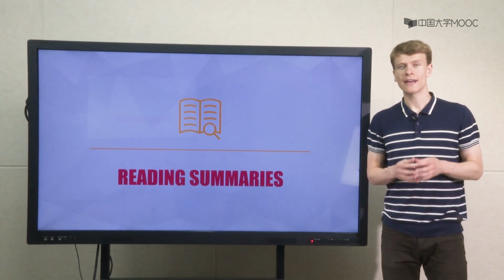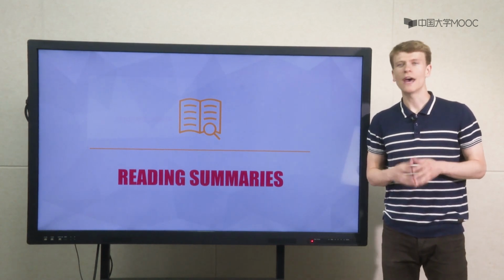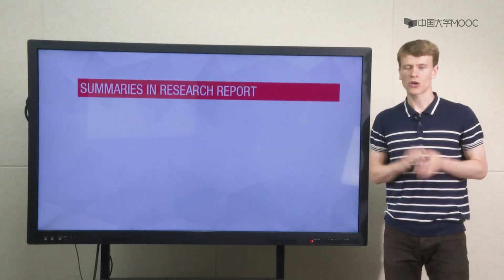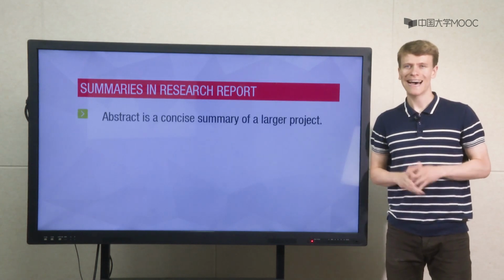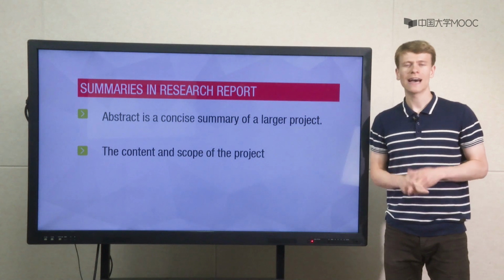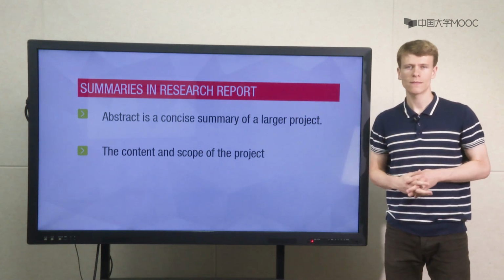Summaries are employed in academic texts quite often. In a research report, an abstract is a concise summary of a larger project that concisely describes the content and scope of the project and identifies the project's objective, its methodology, and its findings, conclusions, or intended results.